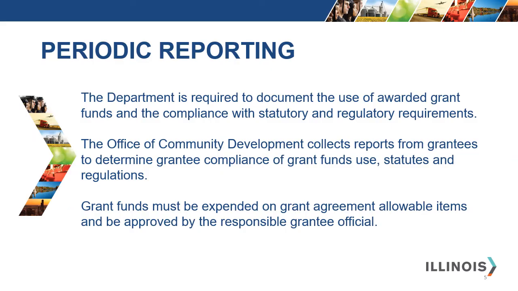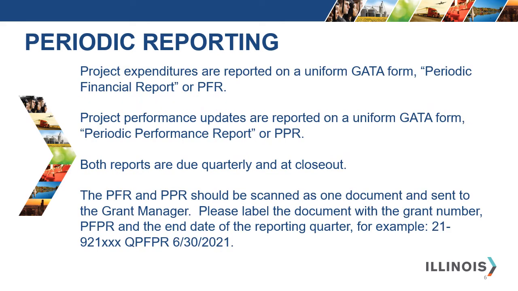The department is required to document the use of awarded grant funds and the grantee's compliance with statutory and regulatory requirements. One of the ways we do this is by collecting quarterly financial and performance reports. This one report gives the department a quarterly checkup on the financial and performance health of your project. The periodic financial and periodic performance report forms will be sent to the grantee with the executed grant agreement. The department views these two forms with supporting documentation as one quarterly report document. Both the PFR and the PPR are due quarterly, and both are due as a final report at closeout.